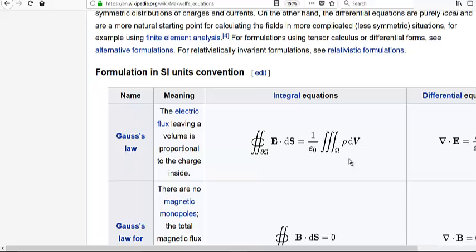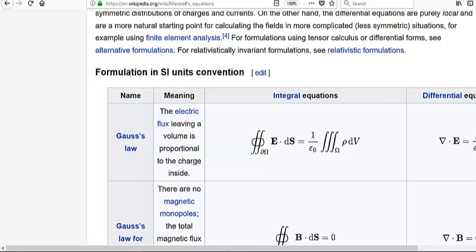It's not as simple as what I showed you, but the E dot dS, that's the electric flux, is equal to the integral of 1 over epsilon 0, so there's epsilon 0, and this is charge per unit volume times volume. So they're basically saying add all the charges together. So it is actually Gauss's law, just in an integral form.